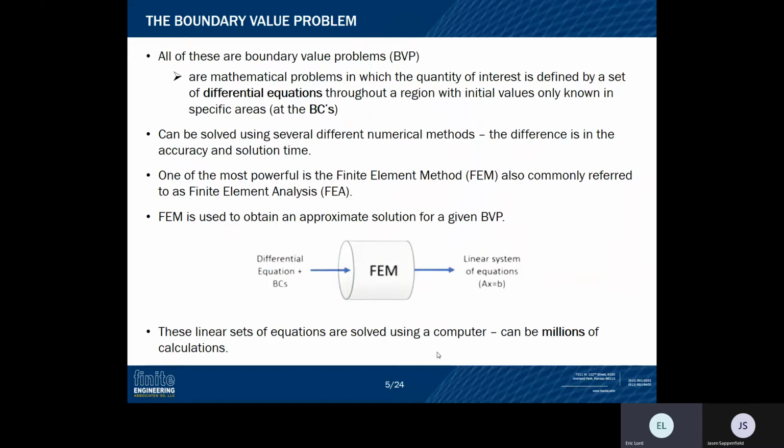And it's also commonly referred to as finite element analysis. Mathematically speaking, it's really defined as the finite element method, but when we do it in engineering with analysis, we call it finite element analysis. So they're kind of interchangeable terms. If you hear one versus the other, there's not a lot of difference.